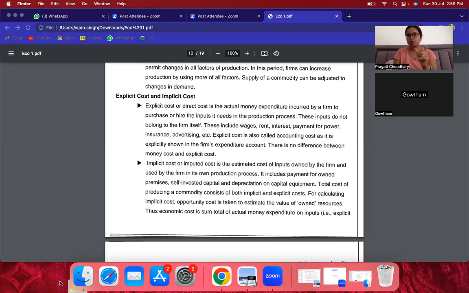So you got to know that the amount of money which I will be giving to the next person, that would be my opportunity cost, and that would be the cost. That would be implicit cost. Okay? You understood?